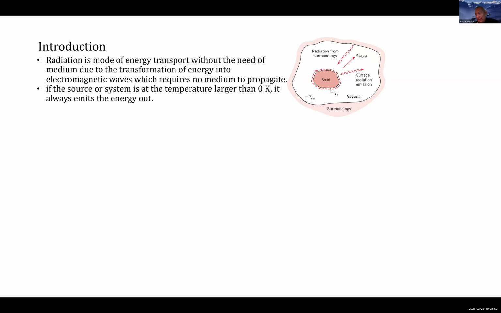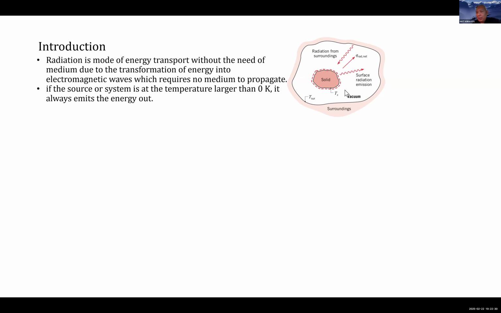Once again, let me repeat myself. The surface of an object with a temperature larger than 0 degrees Kelvin will emit energy out. That energy is basically radiation. But the radiation that comes from the fact that the object's surface has a temperature larger than 0 degrees Kelvin is called emission, as its specific name.